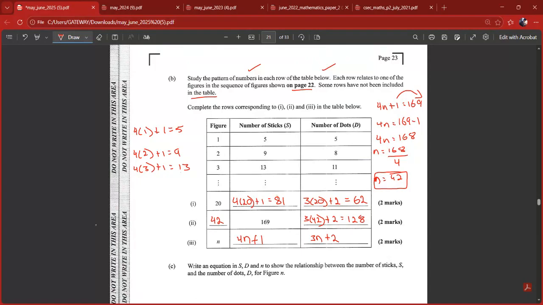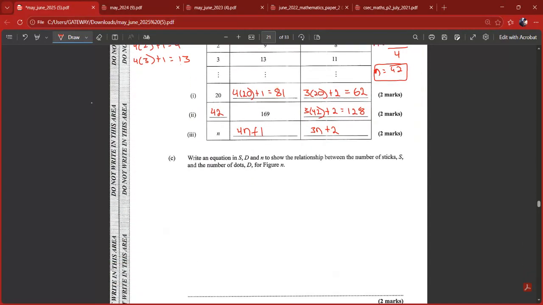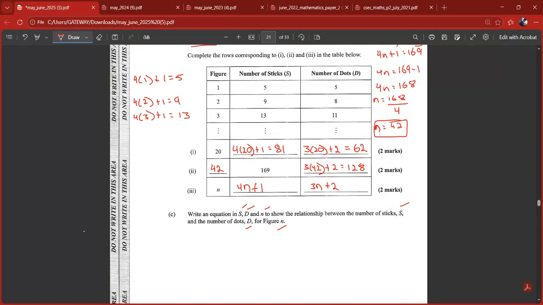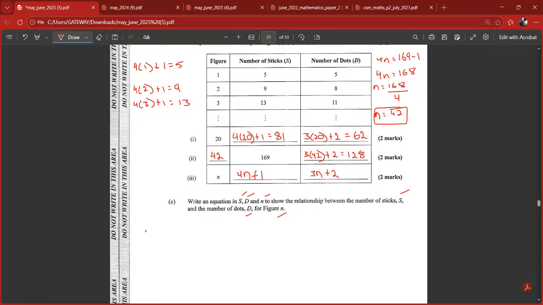So going on to the last part here now. They say write an equation in S, D, and N to show the relationship between the number of sticks S and the number of dots D for the figure N. So I'm going to write the number of dots, which is 3n plus 2. I'm going to leave a little space there and I'm going to put equal to 4n plus 1, which is the formula for the number of sticks.